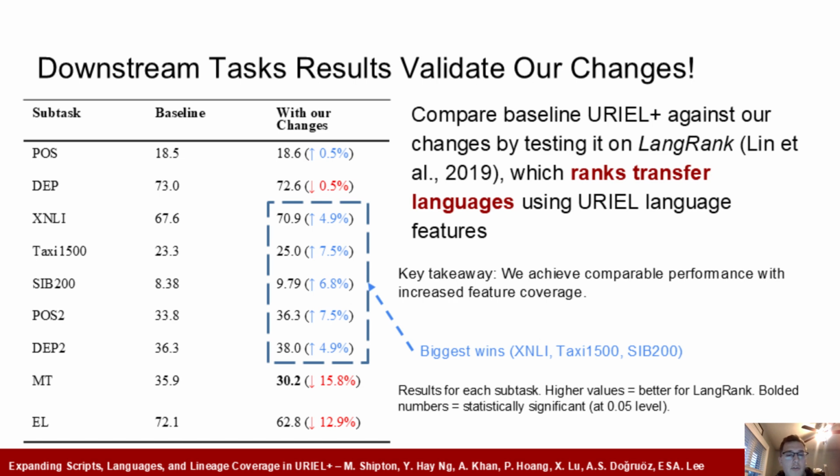We see strong improvements on several tasks, including XNLI, TAXI 1500, and SIB 200. There are some decreases in tasks like machine translation and entity linking, which suggests that the added coverage introduces some trade-offs. However, overall, we achieve comparable or improved performance while significantly increasing feature coverage.